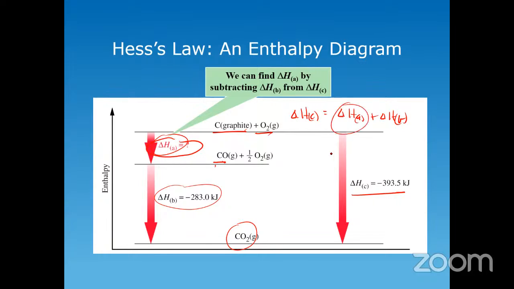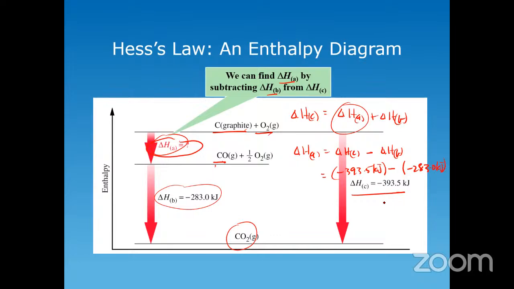And since we want to find delta HA, we can rearrange this to get delta HA is equal to delta HC minus delta HB, right? So as it says here, we can find delta HA by subtracting delta HB from delta HC. So all we have to do is put the numbers in: minus 393.5 kilojoules minus 283.0 kilojoules, and whatever that gives, that will be the answer, right?